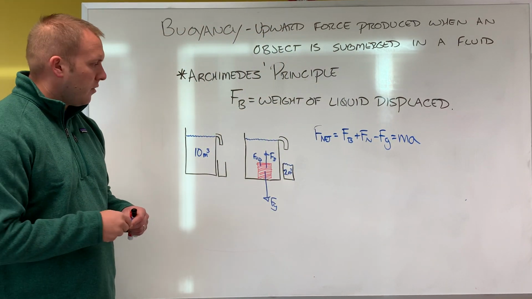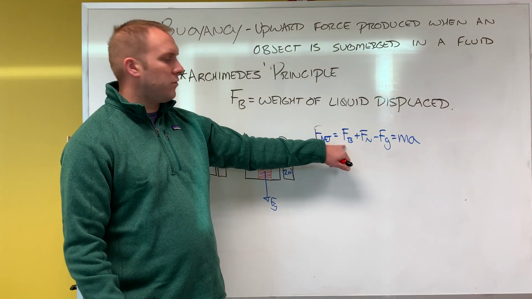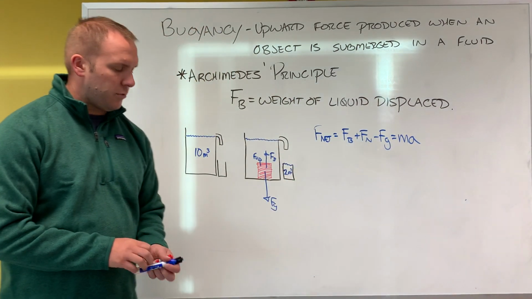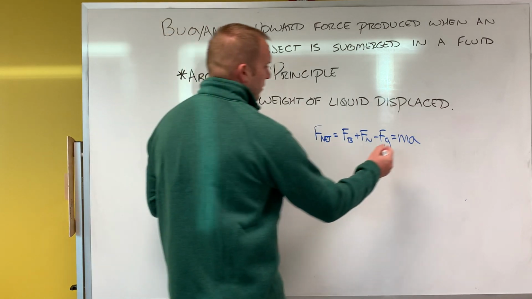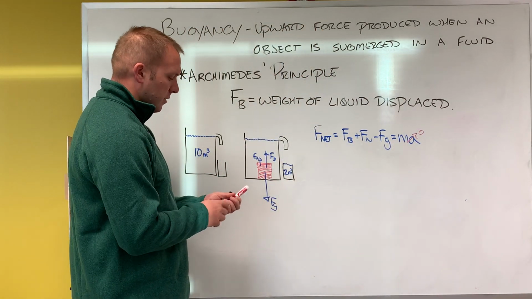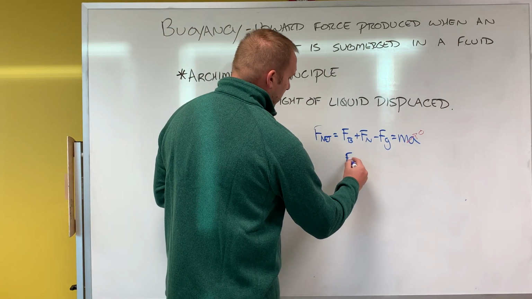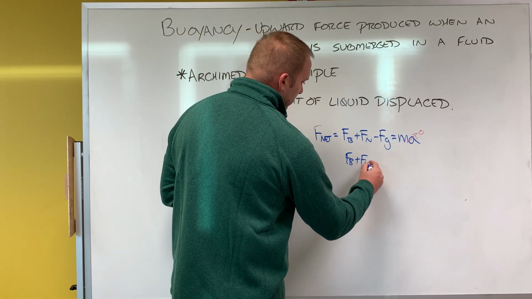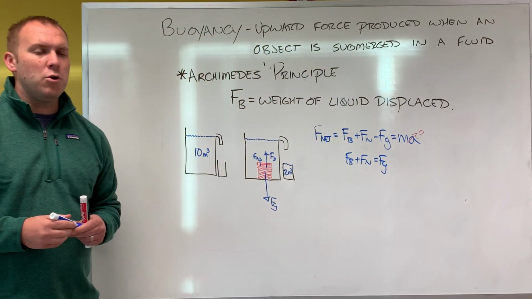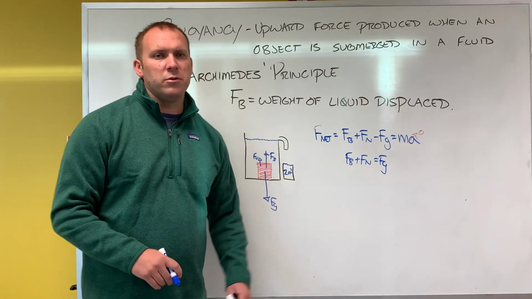In this circumstance, our net force would look like the buoyant force plus the normal force minus my gravitational force equals mass times acceleration. Because our object is stationary at the bottom, we know that acceleration goes to 0. And so what we can say is that the buoyant force plus my normal force is going to equal my force of gravity.